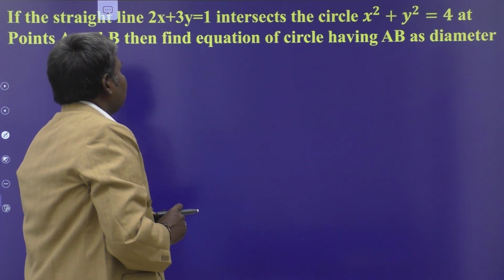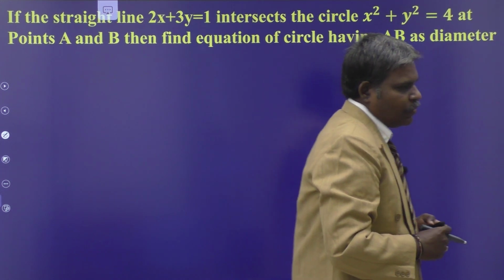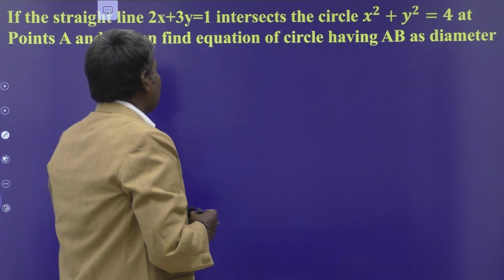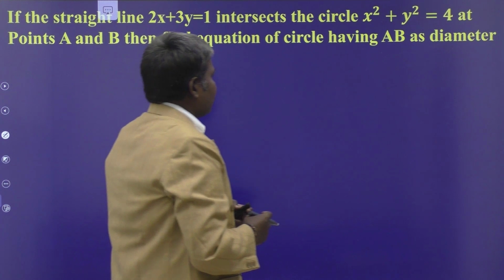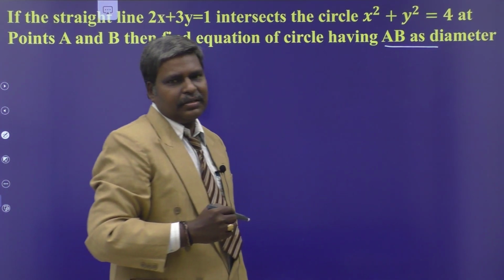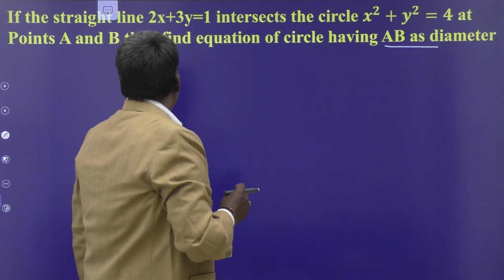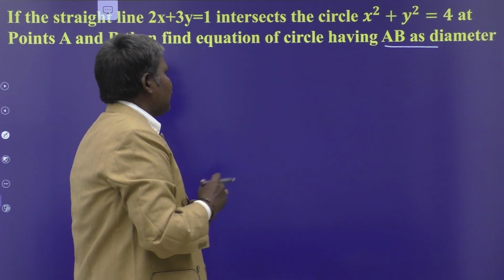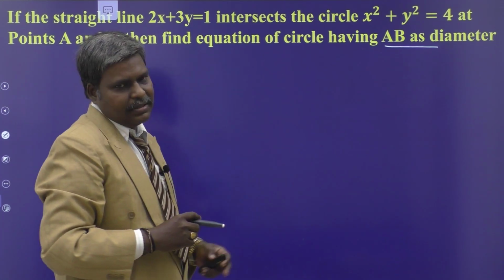See here. If the straight line 2x plus 3y equal to 1, this is the equation of line, intersects the circle x square plus y square equal to 4 at points A and B, then find the equation of circle having AB as diameter. This is a very important model. We are going to find out the equation of circle with AB as diameter. What are A and B? The points of intersection of line and circle.